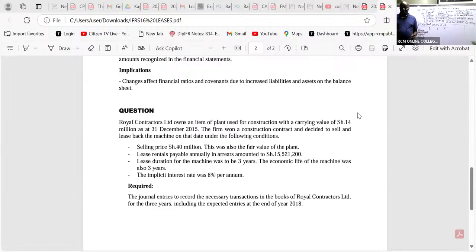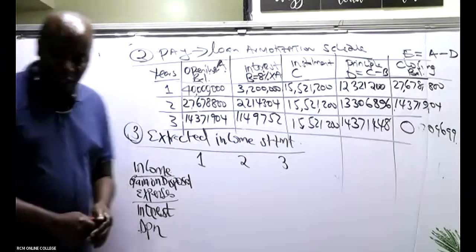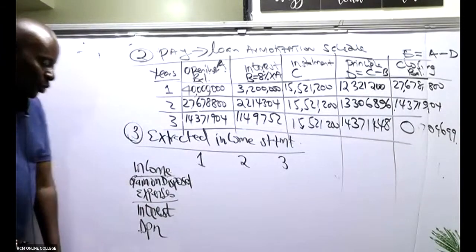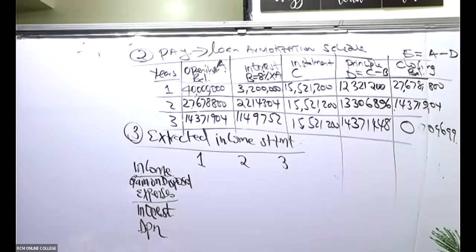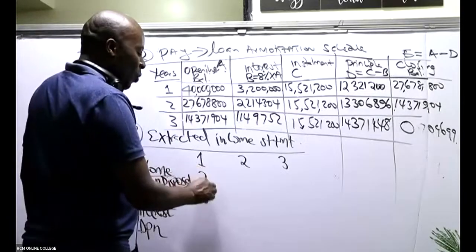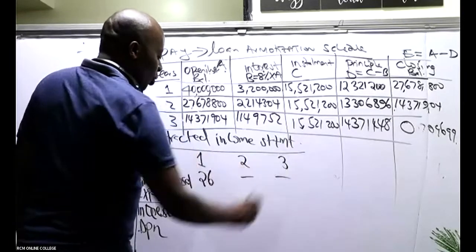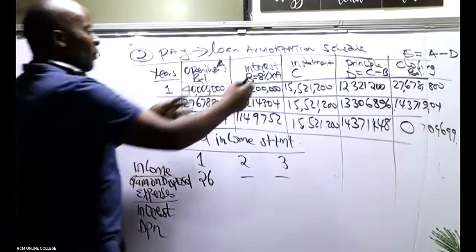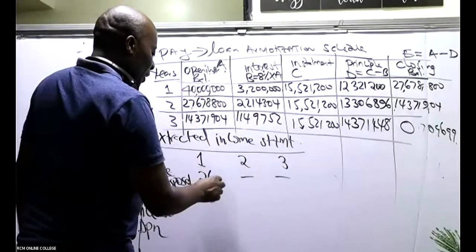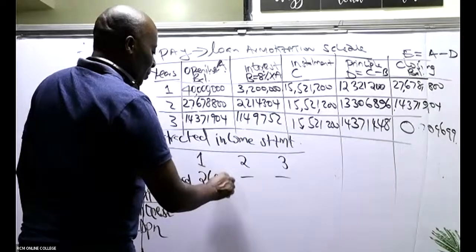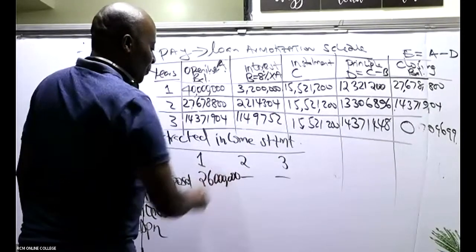So then 40 minus 14, that will give us how much? Somebody please give me that figure. 40 minus 14, that will give me a disposal income of how much? 26. Remember, that will be booked on year one. The first year, so this then has to be 26 million. Has to be consistent.